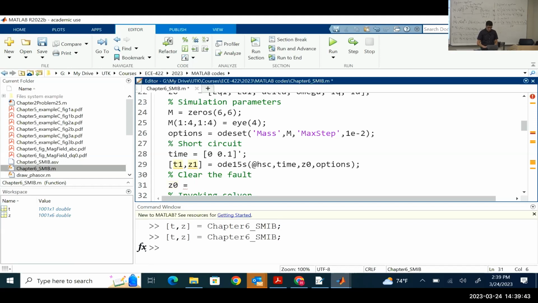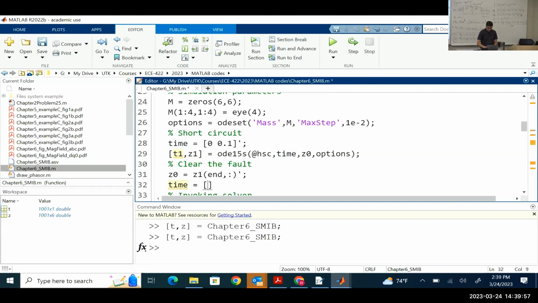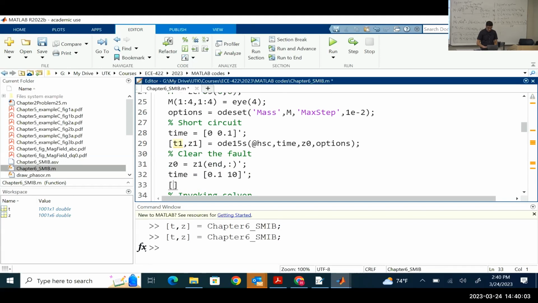And the initial condition here is going to be the very last variables we have for the state and algebraic variable, that one. And the time for simulation is going to be from 0.1 to 10 seconds. And then we're going to invoke the solver. We are using the time T2 and variable C2 for this part, ODE15S. The function is just H. We have the new time, new initial condition, and the options.